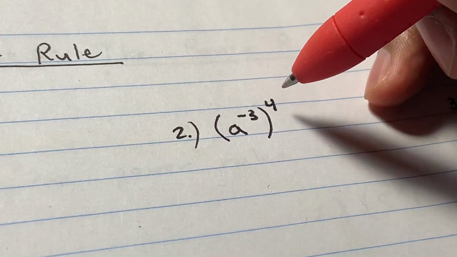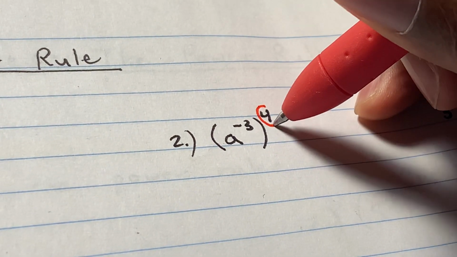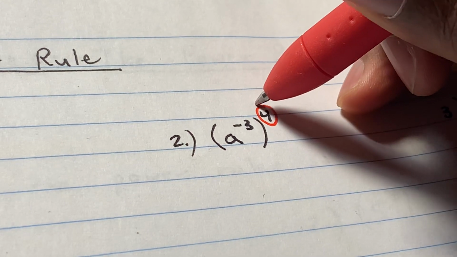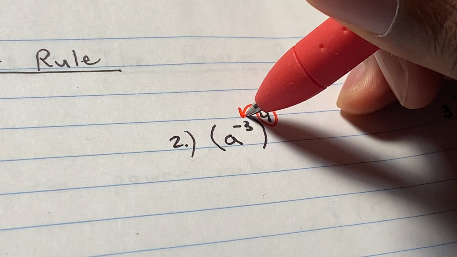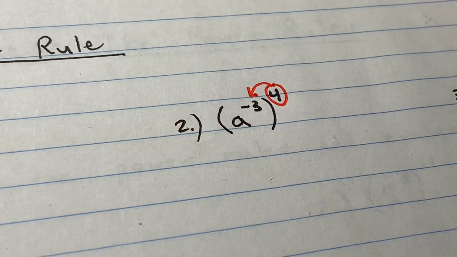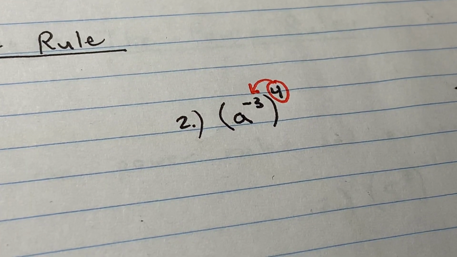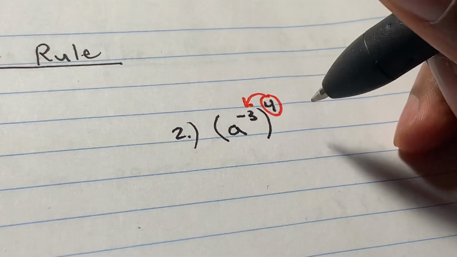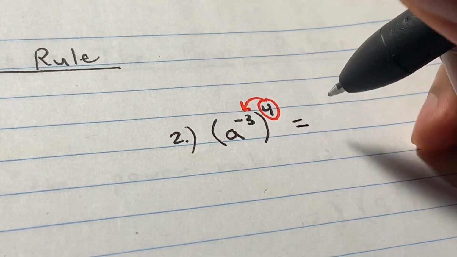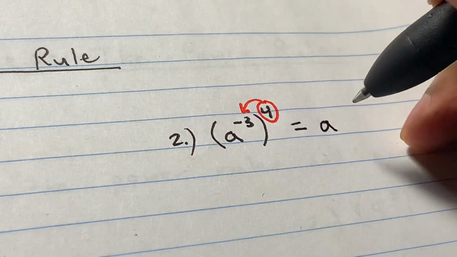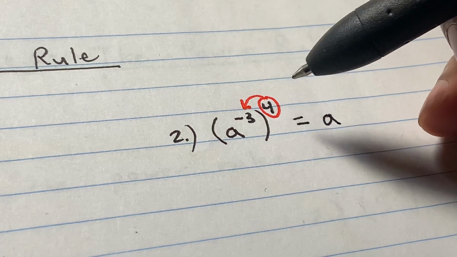Okay, someone just said, Mr. B, I'm going to multiply the outside exponent 4 by the inside exponent -3, and I'm going to keep the base the same. Very good. Let's do it. So the base is a. I keep it the same. And someone tell me 4 times -3 is what?